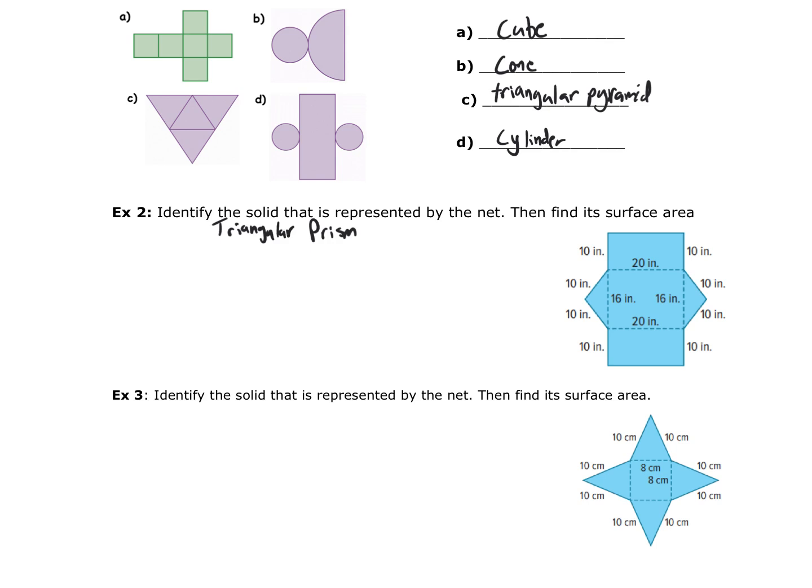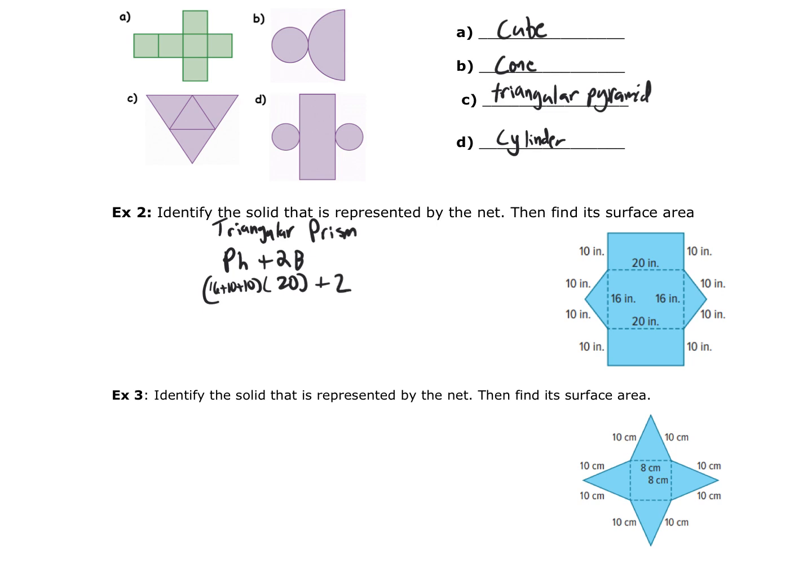Since it's a triangular prism, we're going to follow the prism formula to find the surface area. The prism surface area formula is the perimeter of the base times the height plus 2 times the area of the base. The perimeter of the base is we just add up the 3 sides of the triangle: 16 plus 10 plus 10. And that gives us our perimeter. The height of the prism, in other words, how far apart are the 2 bases? Well, they're going to be 20 inches apart. So that's where the 20 goes.